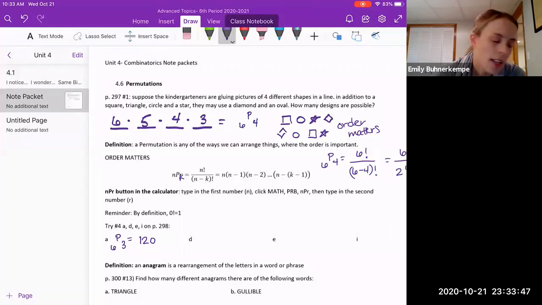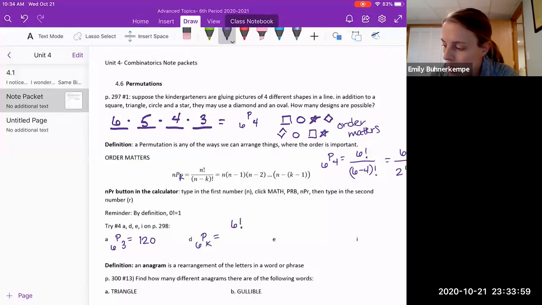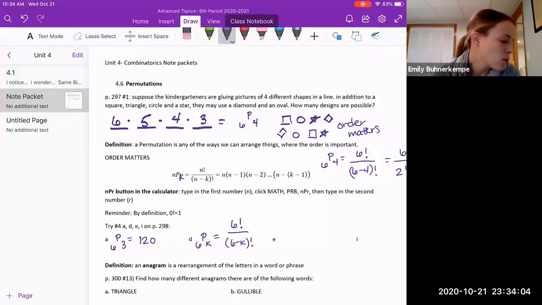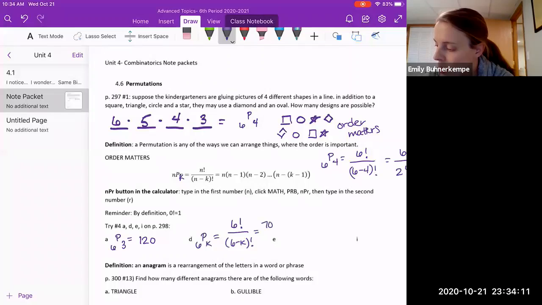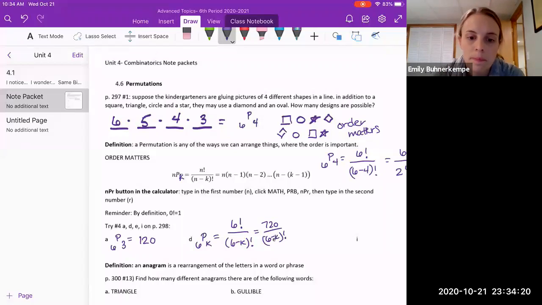Question D says do 6 permute k. Now, obviously, we can't type this one into our calculator, so you're going to be stuck using the definition. So you're going to do 6 factorial divided by 6 minus k as a quantity factorial. 6 factorial is 720, so if you would like to simplify this, you could write 720 divided by 6 minus k as a quantity factorial.